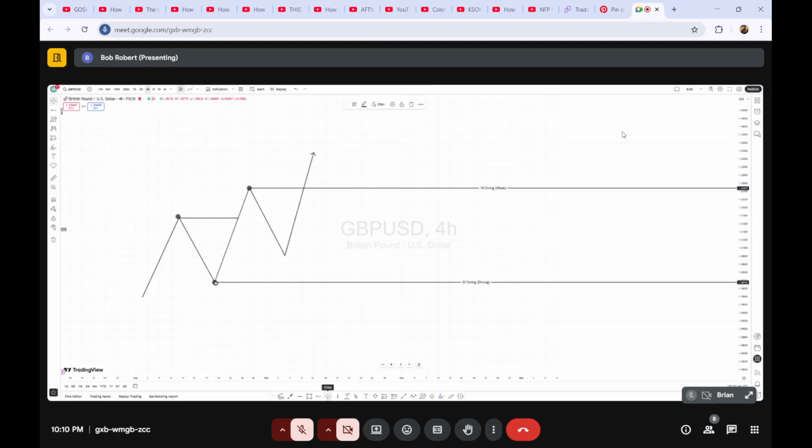So any zone that has given you a break of structure, any low that has given you a break of structure, is a good zone. I mean, a good area to do what? A good area that is protected to take a trade.